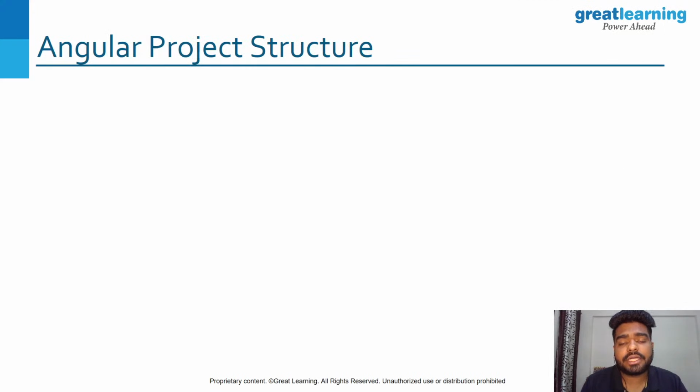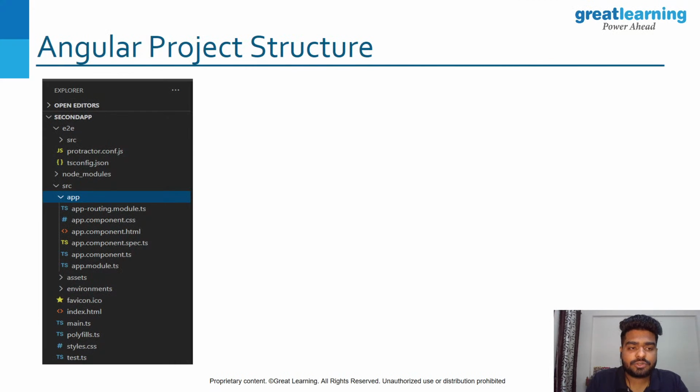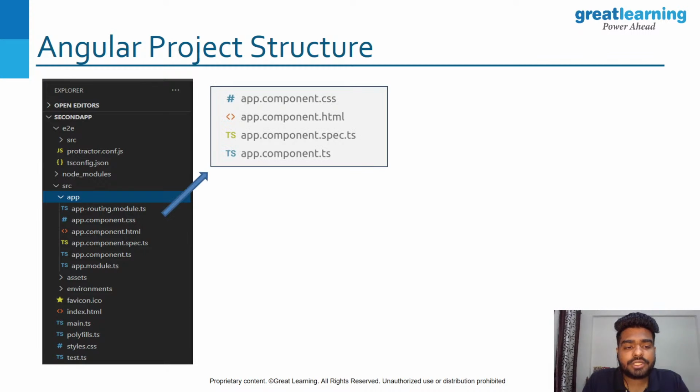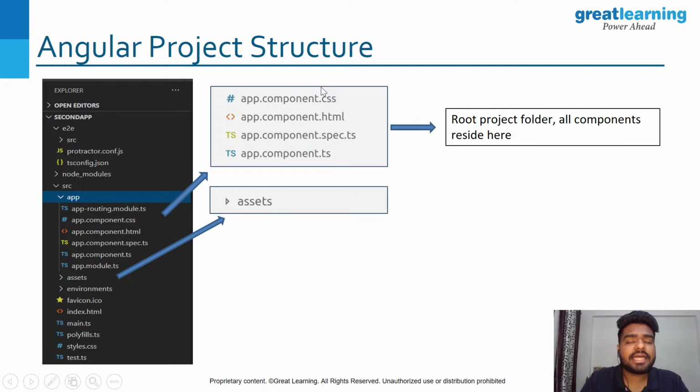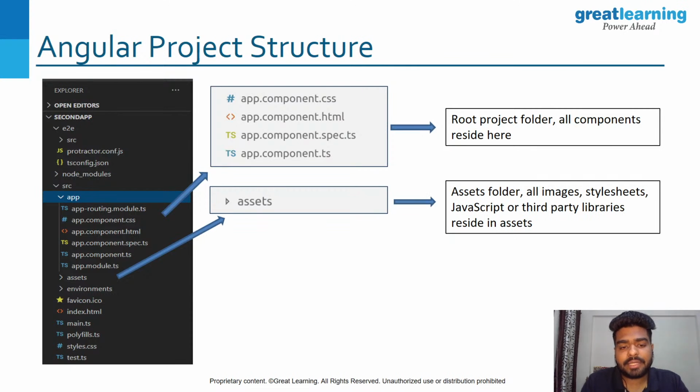Let's come back to the PPT and see the project structure. This is the structure I showed you. You have the CSS, HTML, and TypeScript files. What is spec.ts? Spec.ts is for testing, so it is not for your purpose. You can delete that file if you want. This is the root project folder where all components reside. Next is the assets folder, where you will keep all your images which you want to use in your application.